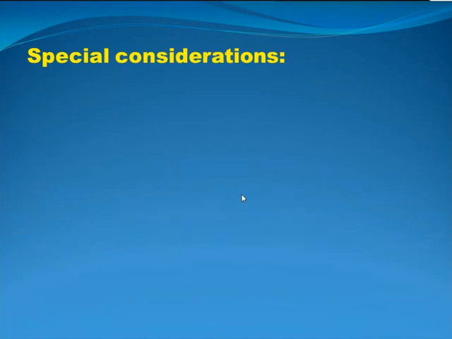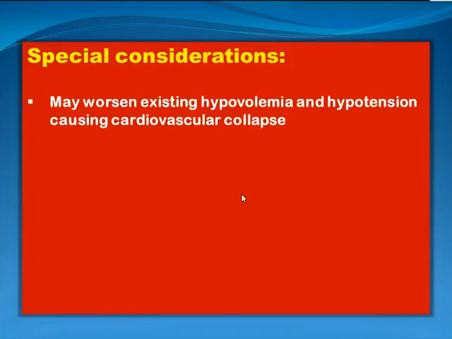Now for the cautions with hypotonic fluid or half normal saline, this means we can use it, but we should keep these in mind. Like what? It may worsen the existing hypovolemia and hypotension, causing cardiovascular collapse. Can anyone tell me how, if we give an IV hypotonic fluid, it may worsen the existing hypovolemia and cause hypotension? How? Doctor, does it work through extravasation? One at a time, please: when you hear your colleague start to answer, wait for him. What do you say?